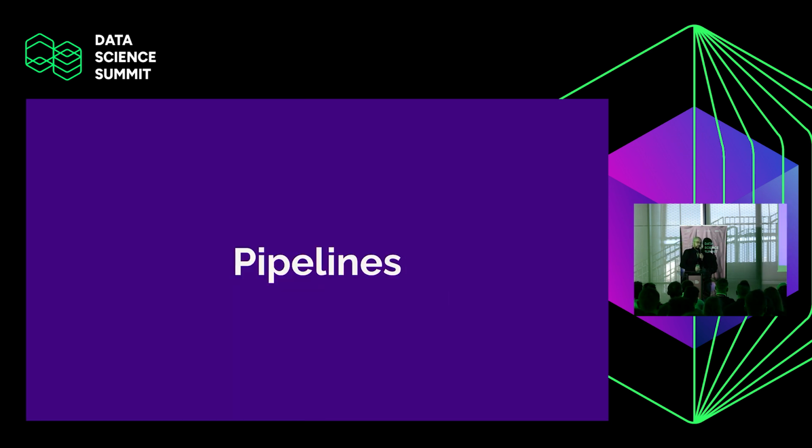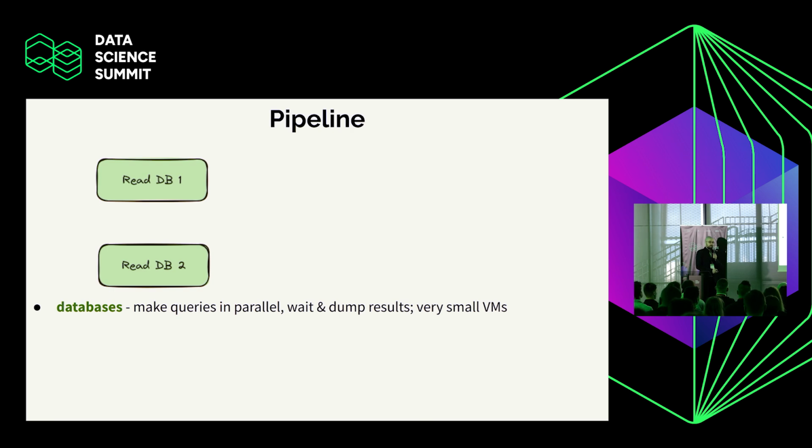So let's talk about pipelines, because as we all know, in MLOps we build pipelines, either more manually or more automated. First, I think you have all done that. We pull data from some databases. So we make some queries in parallel, we wait a bit, we gather the results. For example, we dump the query results on S3. So we can make those queries in parallel. The VMs making the actual queries can be very, very small because they wait. The heavy lifting is in the database.